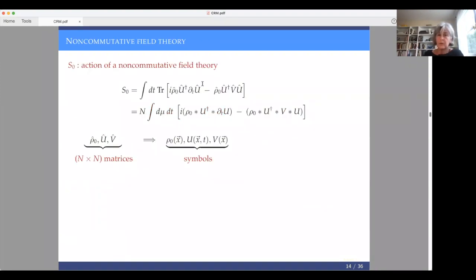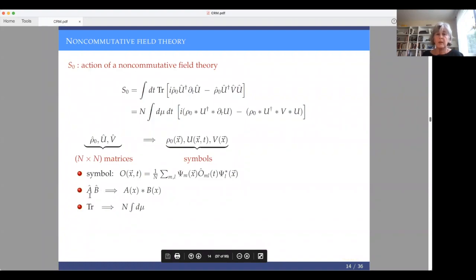Okay, so let me explain what I mean by that. This is the matrix action I had before in terms of these collective variables U. So now what we do is we replace the matrices by the corresponding symbols. A symbol is essentially a classical function which is derived from the matrix O by sandwiching it with single particle wave functions. So that's where the single particle spectrum is useful, to go from the matrix O to the corresponding symbol. Also, in going from the matrix action to the non-commutative field theory, we replace products of operators, products of matrices, with the corresponding star product of the symbols. And further, we replace the trace with the volume integral over the space where quantum Hall effect is defined.